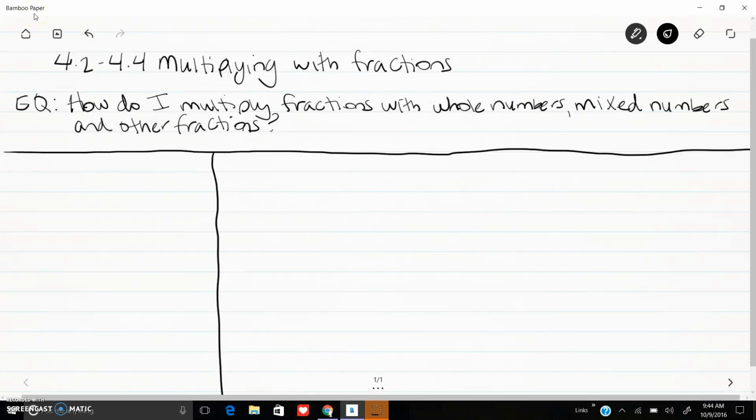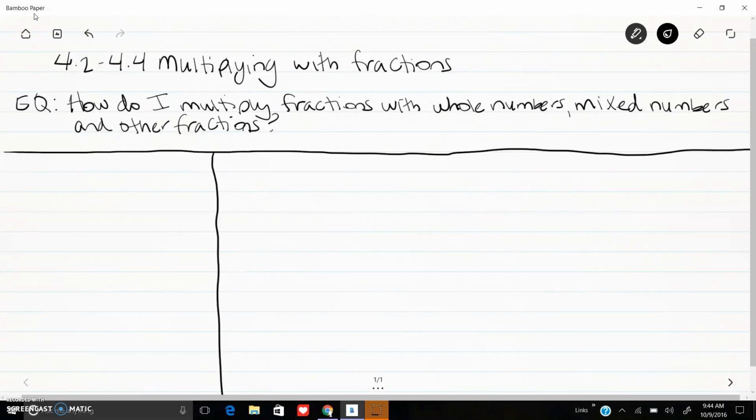So we are going to cover a couple of lessons of notes. That way we don't have to do notes this week. We just go ahead and practice how to multiply with fractions. So notes are going to be a little longer than usual. Our central question is, how do I multiply fractions with whole numbers, mixed numbers, and other fractions?